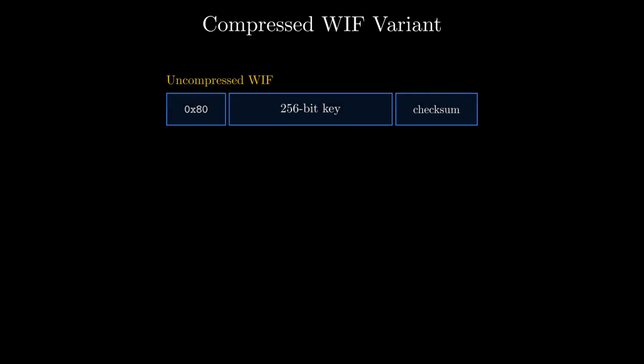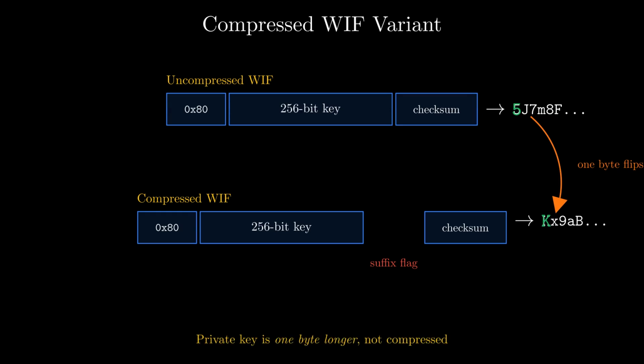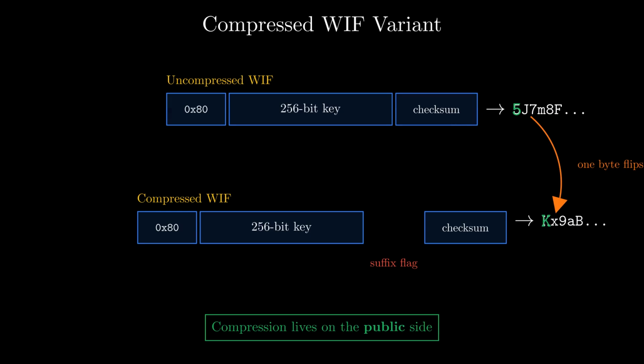Now the compressed variant. Same version byte, same key, but insert 1 extra byte, 0x01, right before the checksum. Encode again with base 58 check, and the output now starts with K or L. Despite the name, the private key isn't compressed. It's actually 1 byte longer. And the 0x01 is a flag. It tells the importing wallet to derive compressed public keys from this private key and scan the blockchain for the corresponding addresses. And the compression happens on the public side, not the private side.